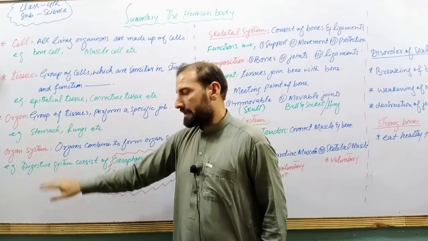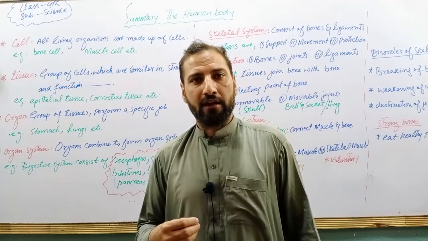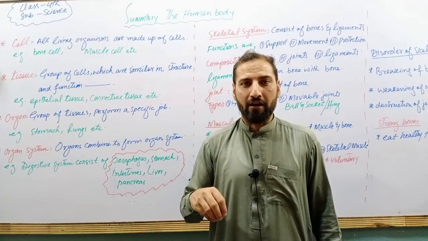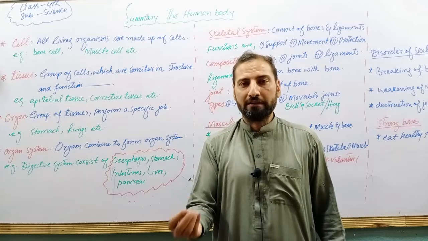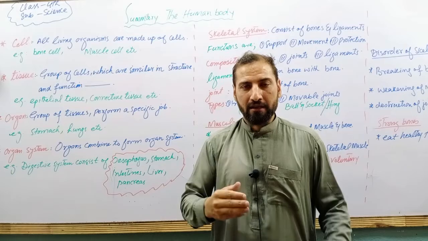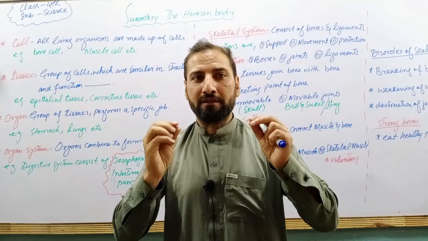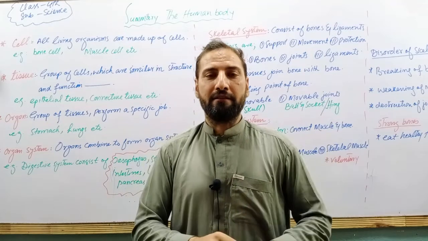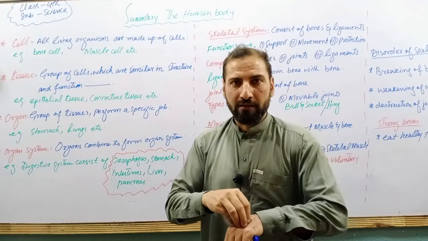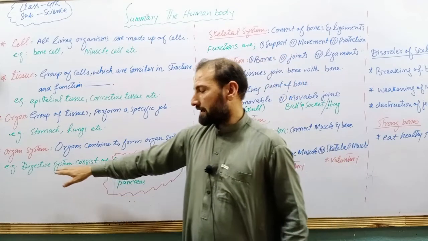For example, the digestive system. What is digestive system? In our body we have a specialized kind of system whose job is to digest food, to break down food. Whatever we eat goes inside our stomach, then intestines, and it is broken down physically as well as chemically into smaller parts, and these smaller parts then diffuse into our blood, right? The breakdown of food is performed by the digestive system.